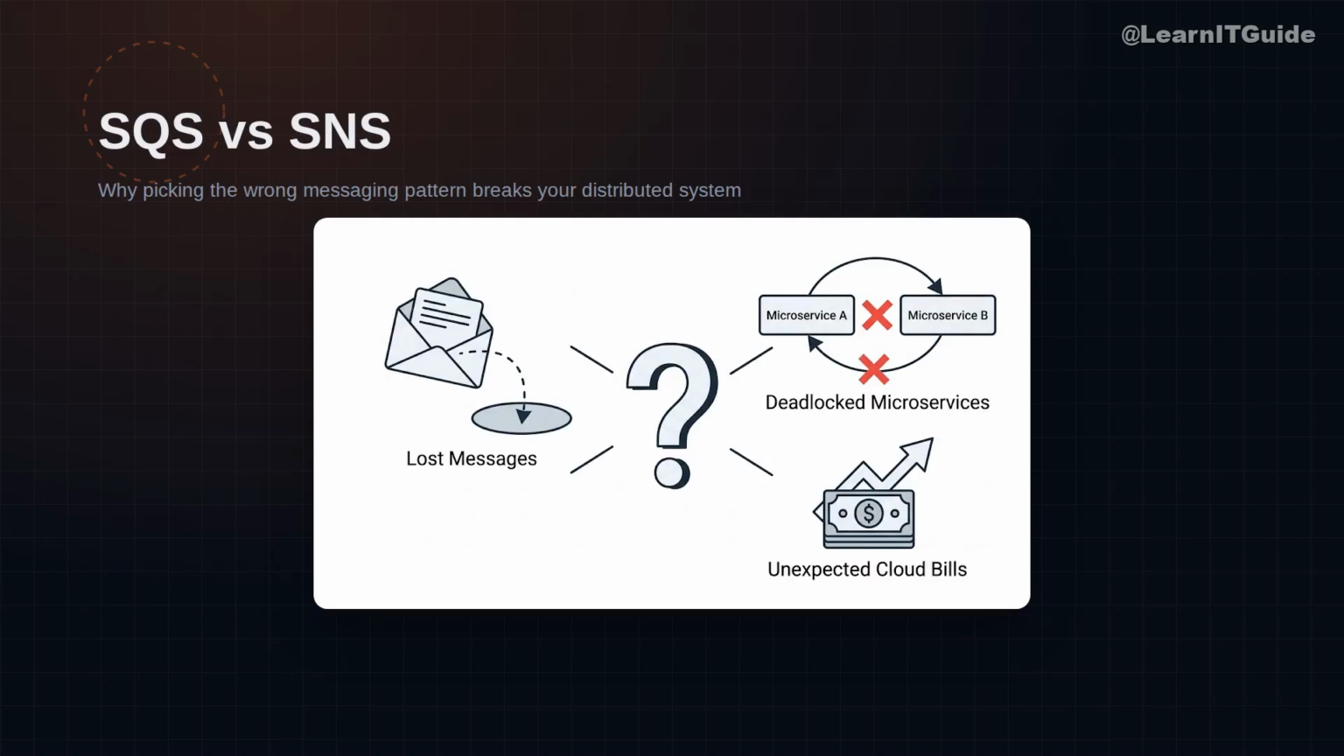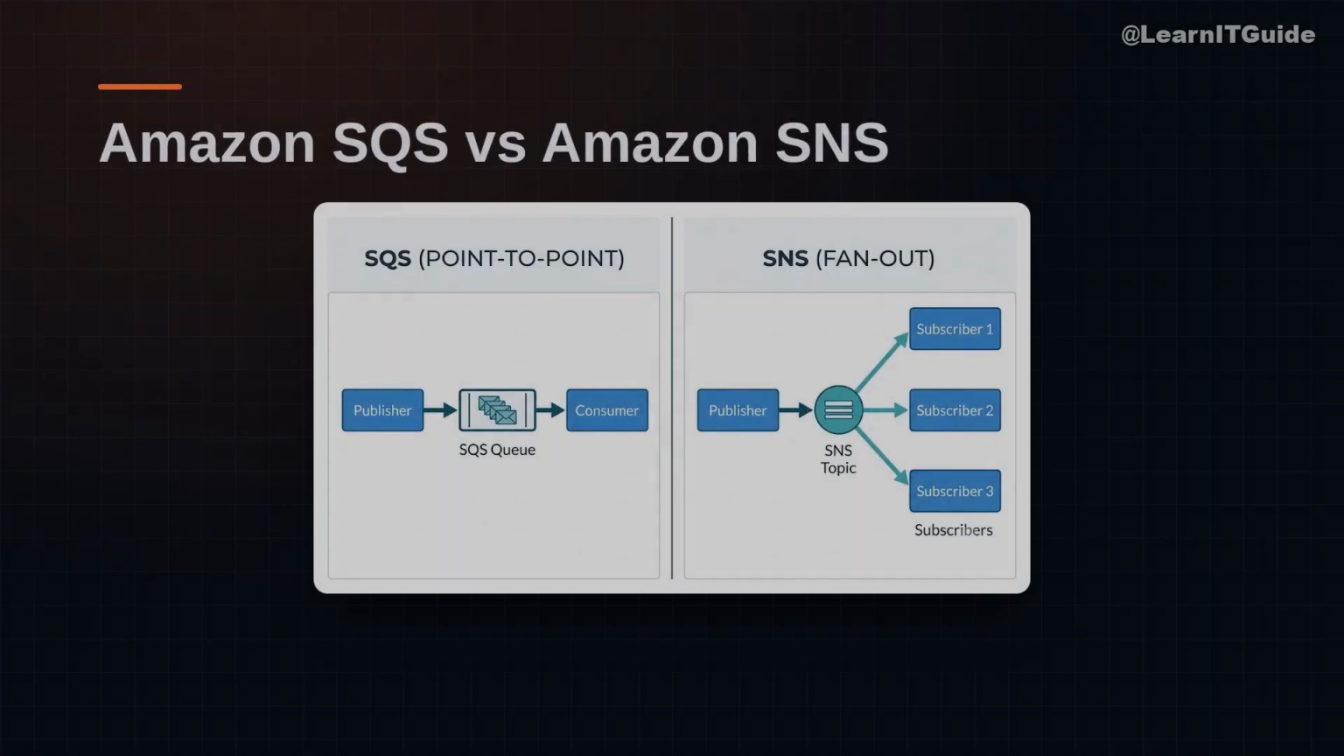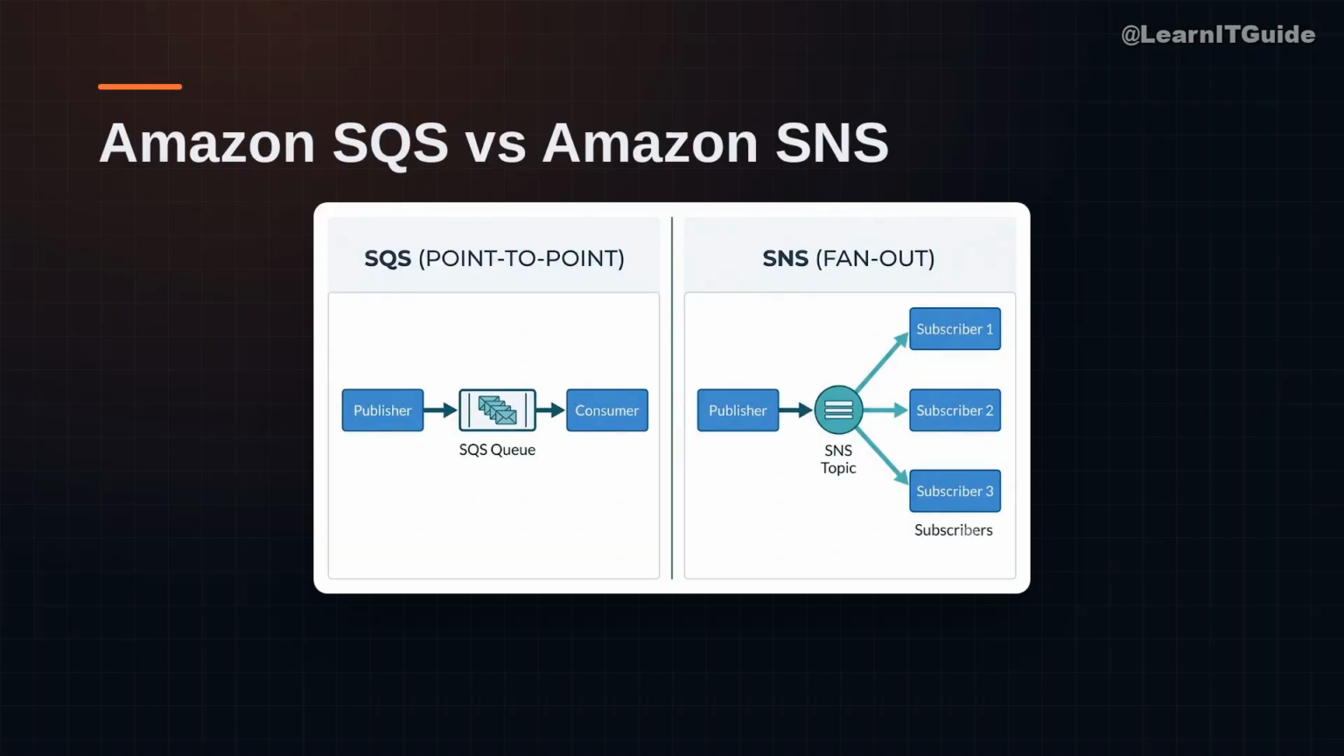Amazon SNS. And you know why this matters? Because most developers treat these as interchangeable, but picking the wrong one leads to lost messages, deadlocked microservices, or massive, unexpected cloud bills. I have seen systems fail at scale because of this exact choice. Let us clear this up for good. This is the definitive guide to choosing between SQS and SNS for your production workloads.